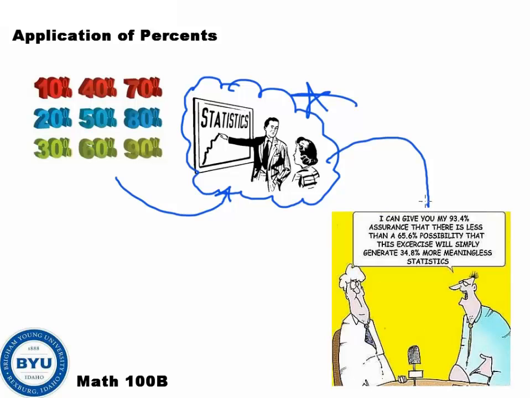I really like this little comic strip here. It says, "I can give you my 93.4% assurance that there is less than a 65.6% possibility that this exercise will simply generate 34.8% more meaningless statistics." Now, statistics is, like I said, all about percents. As you can see, it's got lots of percents there. And if you don't understand percents, well, that can be something that's quite meaningless.